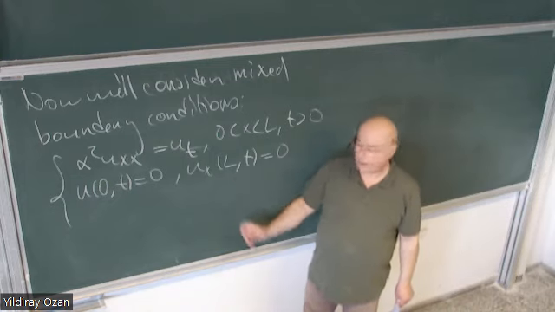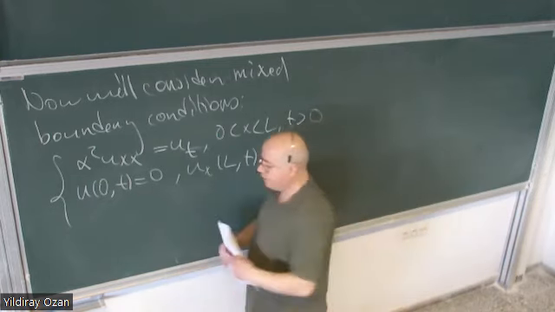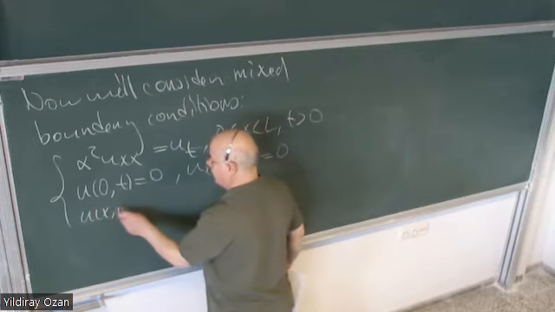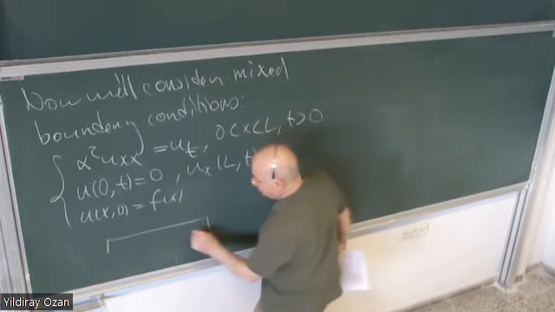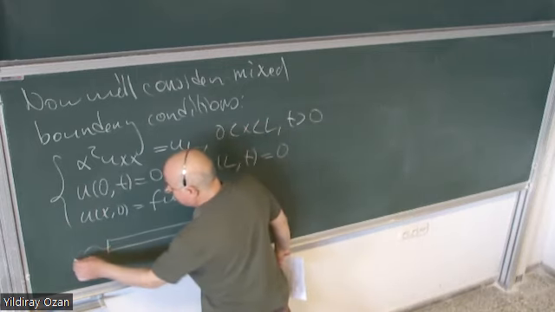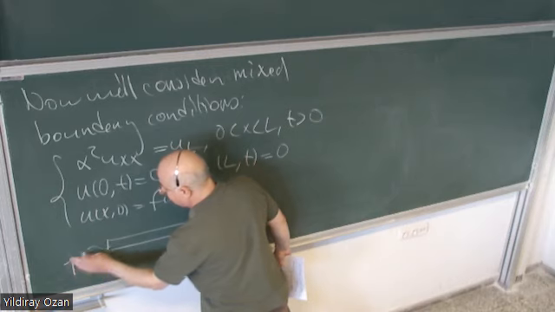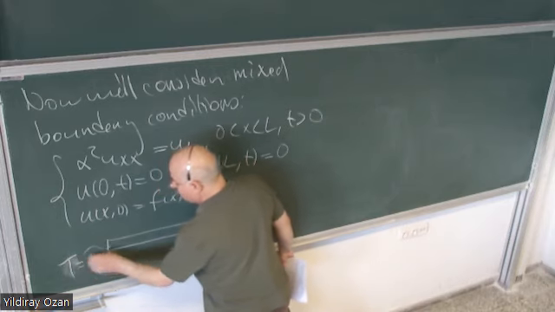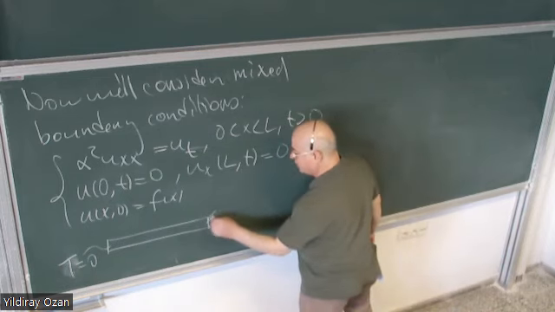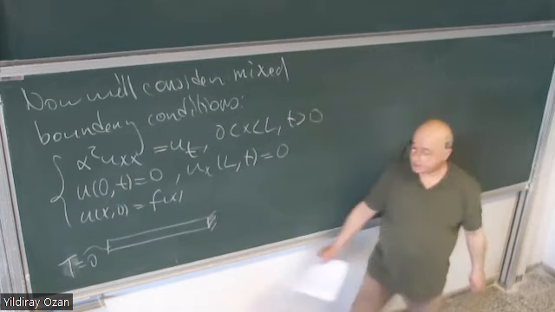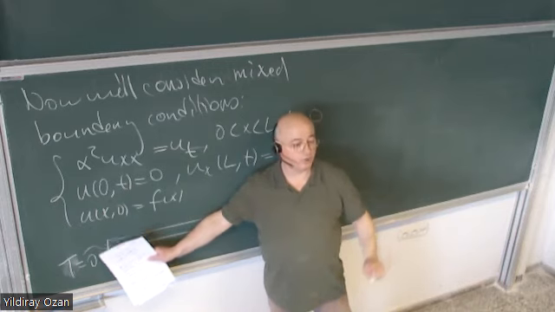So this means what? We also have, of course, this initial temperature distribution. At this end, the temperature is kept at 0, but this end is insulated. This end is not insulated, okay?